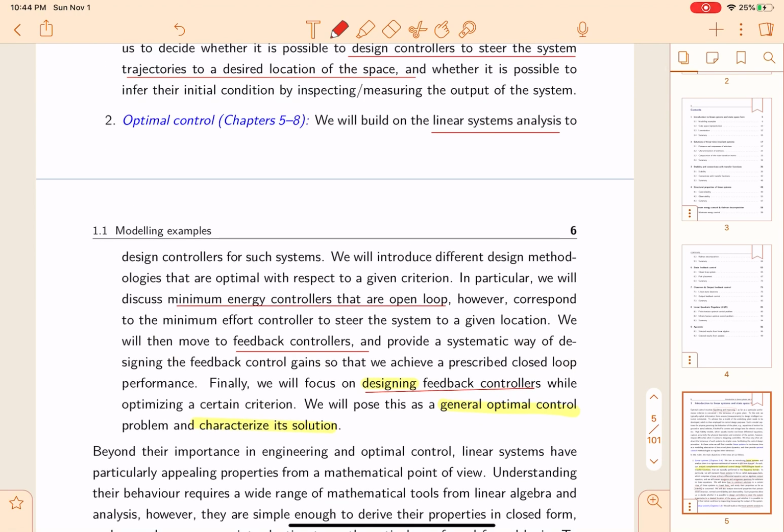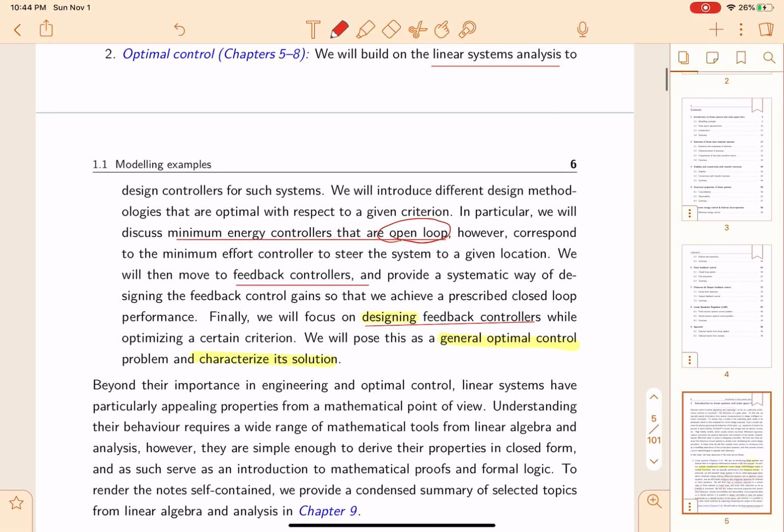And for optimal control, we will build on the linear system analysis to design the controller for such systems. We introduce different design methods, especially for minimum energy controller, which are open loop. And we will analyze the closed loop with feedback controllers. And finally, we'll design the feedback controllers while optimizing a certain criterion.